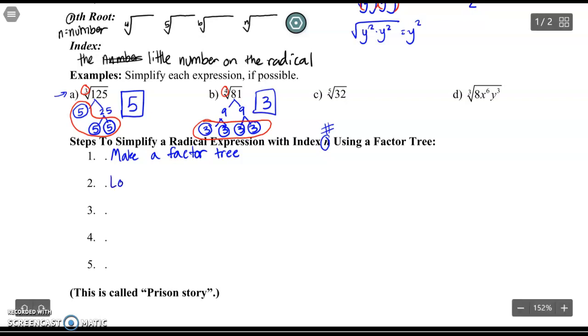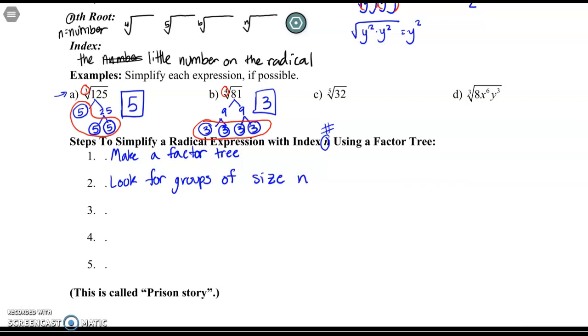Then we are going to start looking for groups of size n. So when I say size n, I mean that if the index is 4, you're looking for groups of size 4. If your index is 5, like it is right here, then you're looking for groups of size 5. Okay?